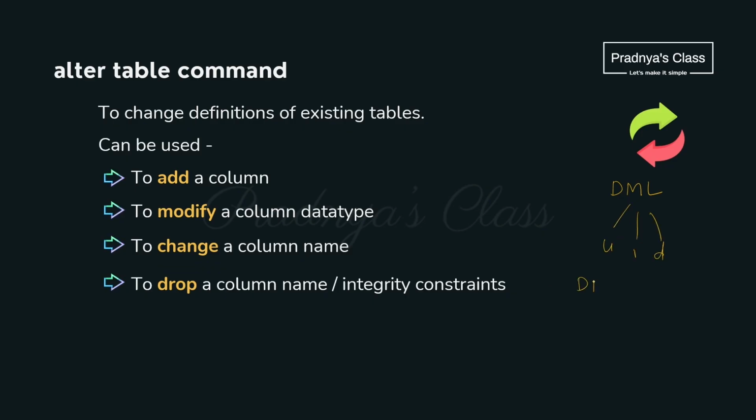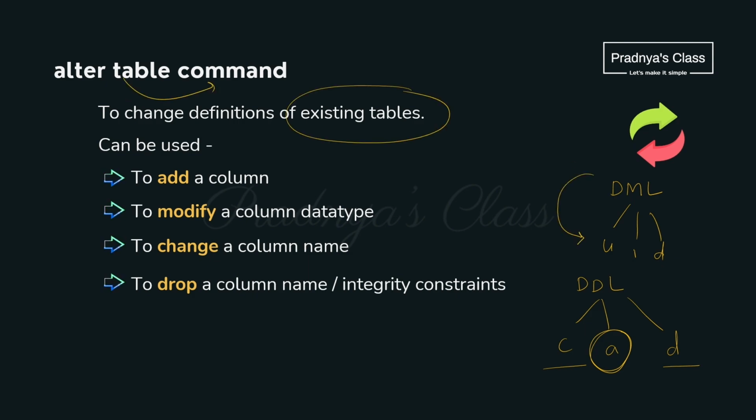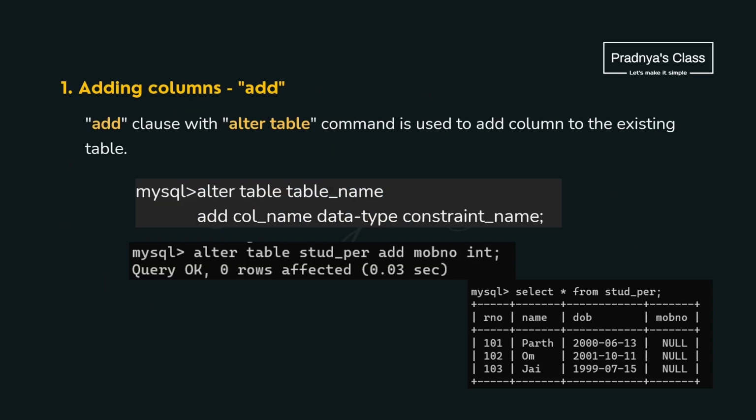And here are the commands of the DDL category, C, A and D. We discussed create, we discussed drop. Now it's time to discuss the alter table command. Generally with DML commands we can change the records, but with DDL commands we can change the structure. This is very versatile. We can use it to add a column, to modify a column, to change a column name or to drop a column. Let's try to understand in short.